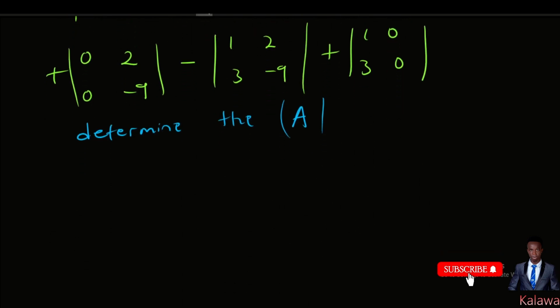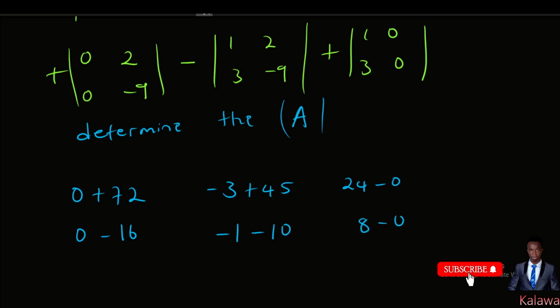So this is going to be now 0 plus 72. Then this is minus 3 plus 5, 24, 0. And this is 0 and 16. And this is minus 1, minus 10. 8, 0. This is 0, 0, minus 9, and 6. It is 0, 0.